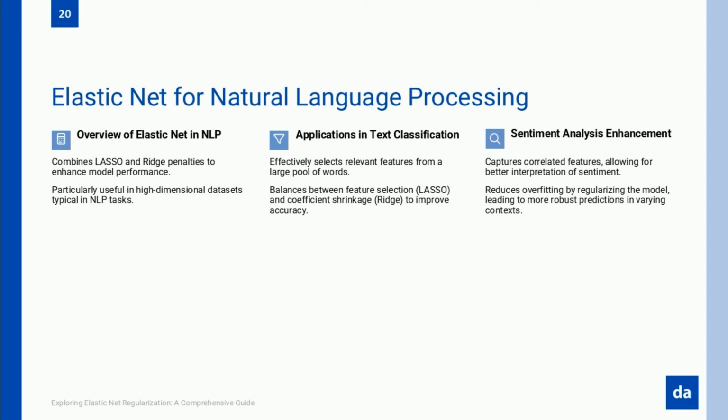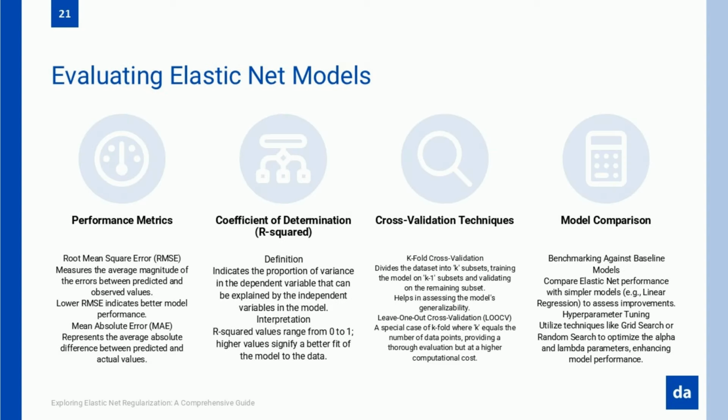Up next, we shift from training models to evaluating them, because knowing how to measure a model's performance is just as important as building it. Building a model is just the first step. Evaluating it properly is what makes it truly useful. A model that looks great on training data but fails in the real world is completely useless. That's why we need to measure performance objectively, ensuring that our Elastic Net model isn't just memorizing data, but actually learning patterns that generalize well.